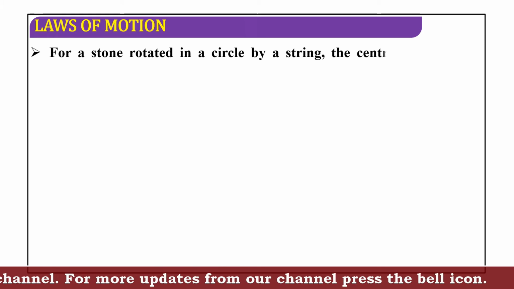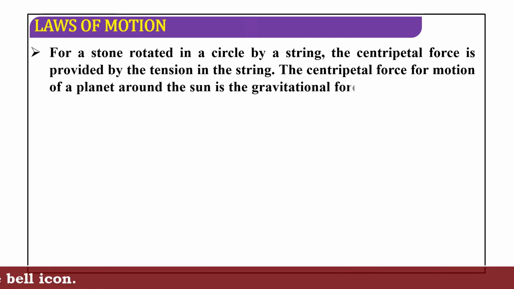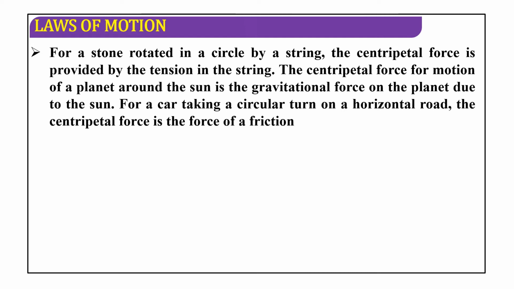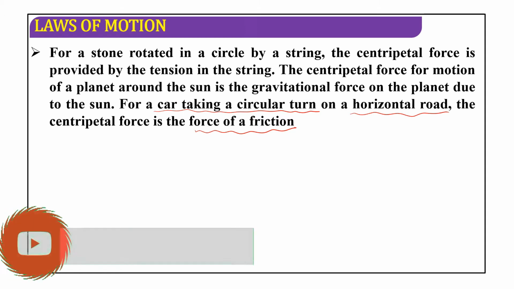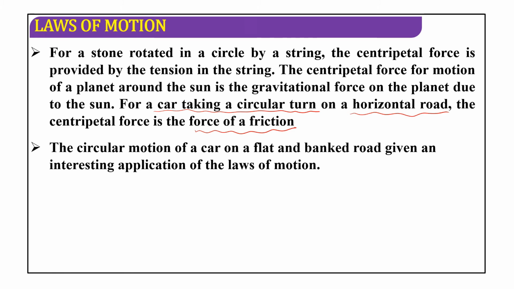Next, for a stone rotated in a circle by a string, the centripetal force is provided by the tension in the string. The centripetal force for motion of a planet around the sun is the gravitational force on the planet due to the sun. For a car taking a circular turn on a horizontal road, the centripetal force is the force of friction. The circular motion of a car on a flat and banked road gives an interesting application of the laws of motion. Let us discuss.